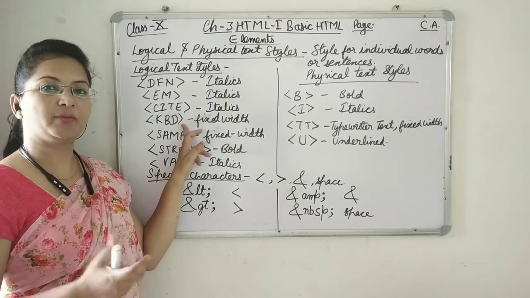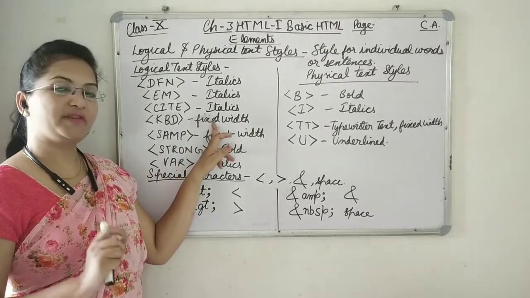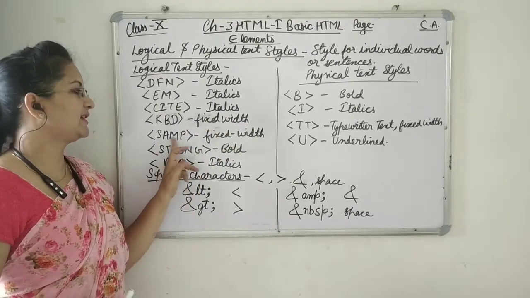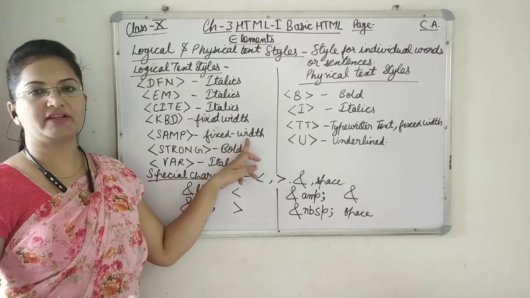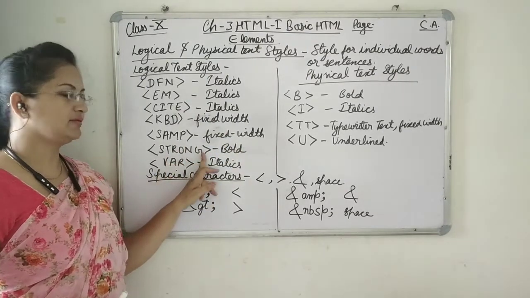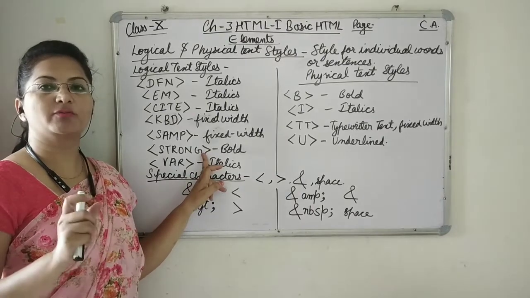KBD means keyboard-like text, so it is fixed width text. Then SAMP, it is fixed width text, and strong, to make the text bold.